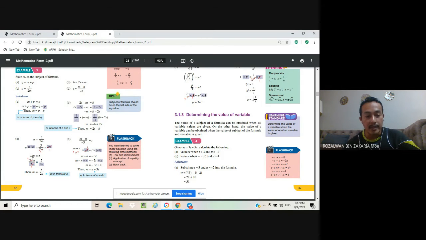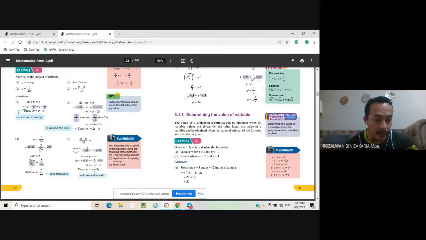So how to make this 2am become 2m only? That means we want to cancel this a. How to cancel this a? We can divide by a. So that's why here 2am divided by 2a. Okay, 2am divided by 2a equal to 5 divided by 2a. Remember, when your left side you divide by 2a, your right side also you have to divide by 2a.